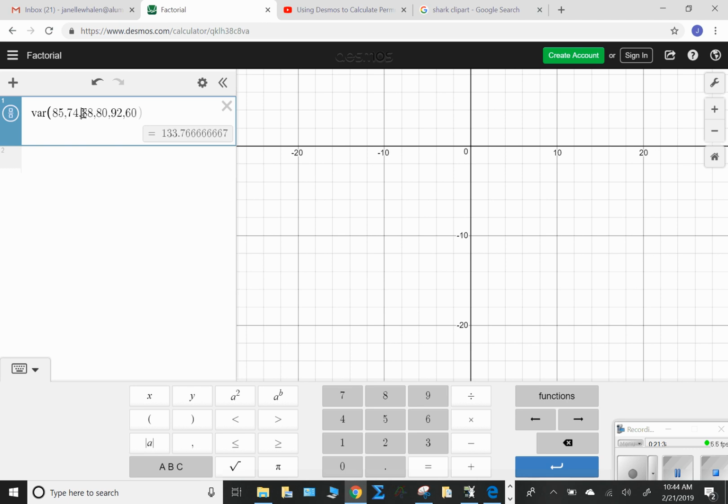85, 88, 91, 96, and 100 there we go. 85, 88, 91, 96, 100, and 36.5. Let's see. Make sure 91. It's 36.5. If I want to change this to standard deviation, STDEV. Okay.